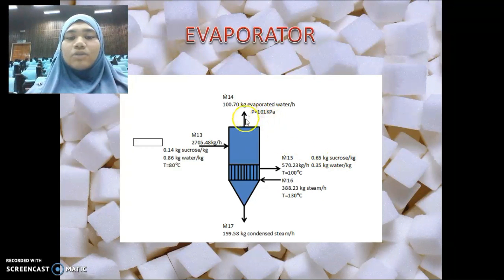And then we have three outputs from this evaporator unit. Firstly is M.14 that contains evaporated water at the flow rate 170 kg per hour at pressure 101 kilopascal. And for the M.15, the output is 570.23 kg per hour, that consists of sucrose and water at temperature 100 Celsius. And then lastly is M.7 that consists of condensed steam, which is 199.58 kg per hour. That's all. Thank you.